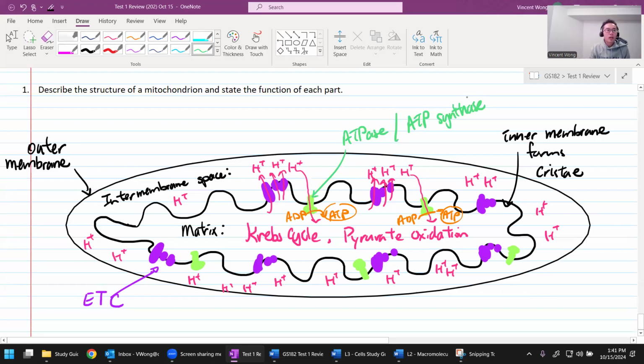So that's a really quick summary of the different things going on in the mitochondria. Not all cells will have the same number of mitochondria. It depends on the energy requirement. Things like muscle cells and brain cells would have more mitochondria compared to something like a fat cell or skin cell. That's that. Are we okay?